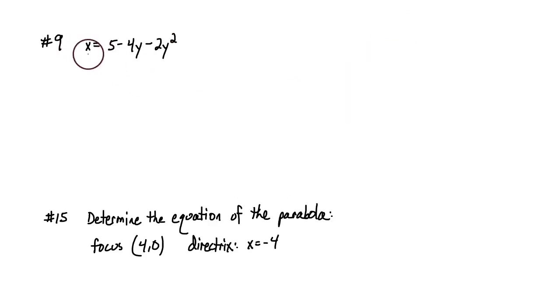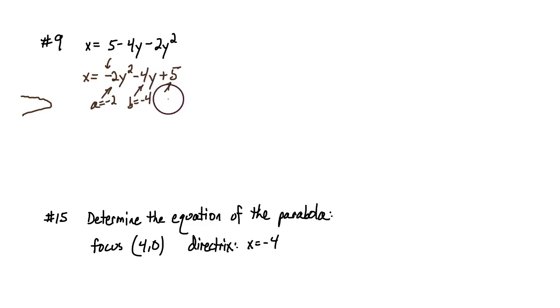Number 9, the letter x is alone, it's the y that's squared. This is a sideways opening parabola. Let's rearrange it so the terms go in decreasing order of degree. So the negative 2y squared first, then the negative 4y, then the plus 5. This has a negative leading coefficient, so the sideways parabola will open like that. This is not in vertex form, so let's use the technique of using the value of a is negative 2, the value of b is negative 4, and the value of c is 5 to get our vertex.